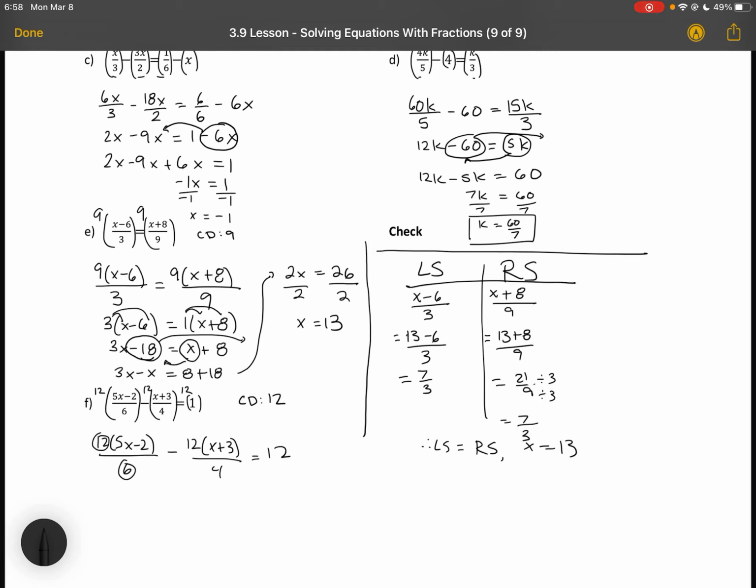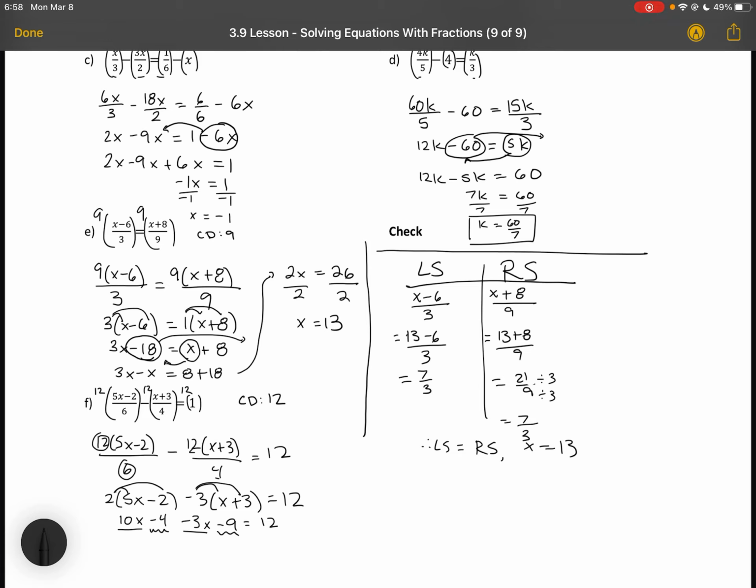Now I'm going to do my division. So 12 divided by 6 leaves me with 2 times 5x minus 2. 12 divided by 4 gives me 3 times x plus 3 equals 12. Now I have an equation with brackets. I want to expand and simplify. So 10x minus 4 minus 3x minus 9 equals 12.